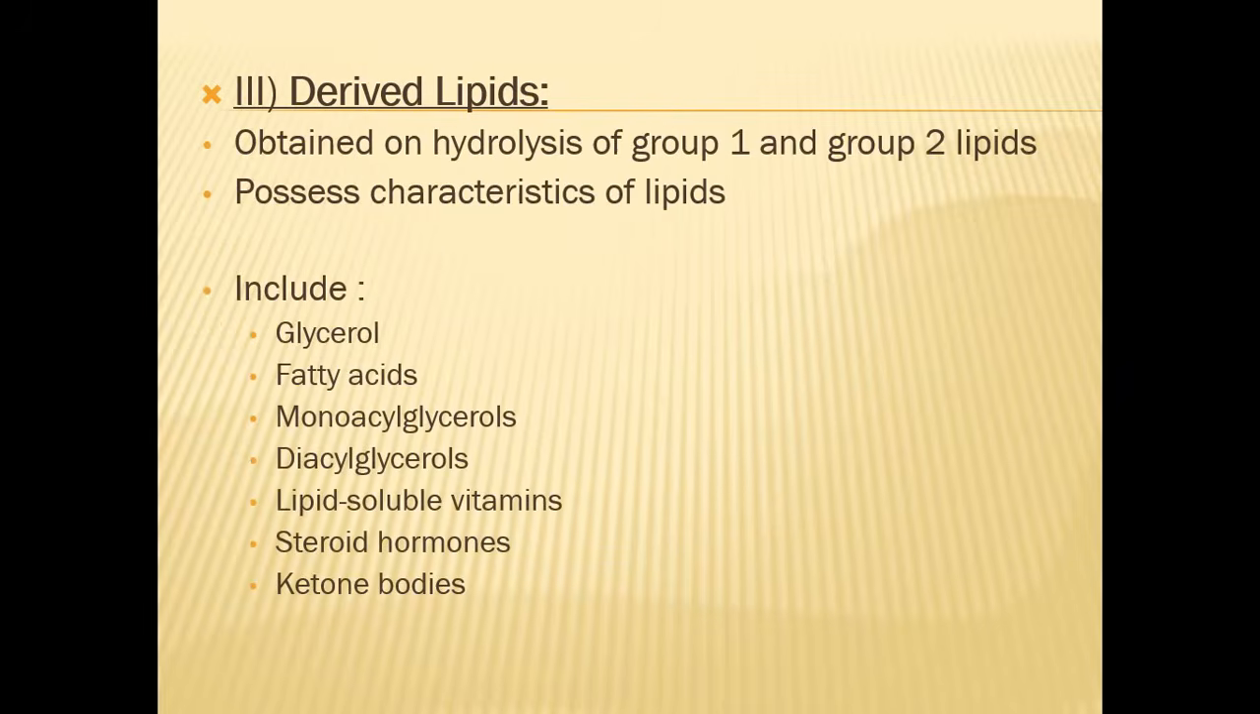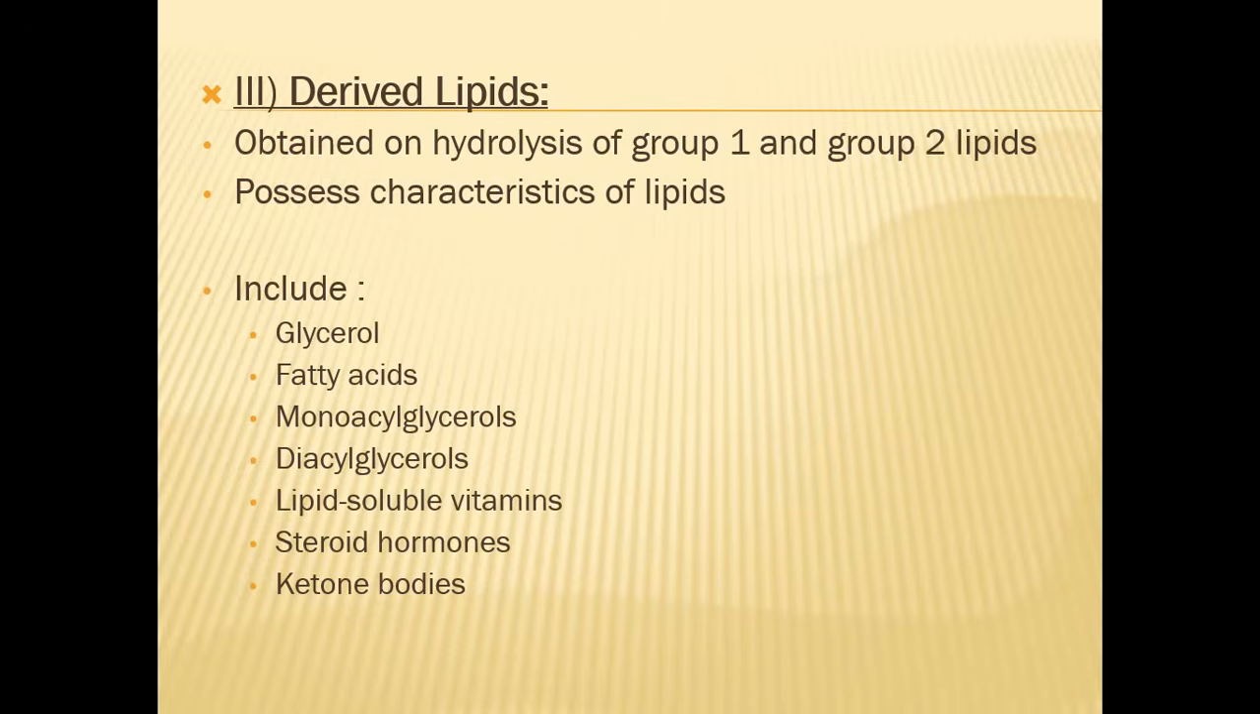The third classification is derived lipids. Derived lipids are basically extracted from the first and second groups, obtained on the hydrolysis of group 1 and 2. Group 1 is basically the simple lipids, group 2 is compound or complex lipids. If they possess the characteristics of lipids, they include glycerol and fatty acids, mono and diacylglycerols. When triacylglycerol is broken down, it makes diacylglycerol, then monoacylglycerol, and when monoacylglycerols are broken down, they give us fatty acids and glycerol.